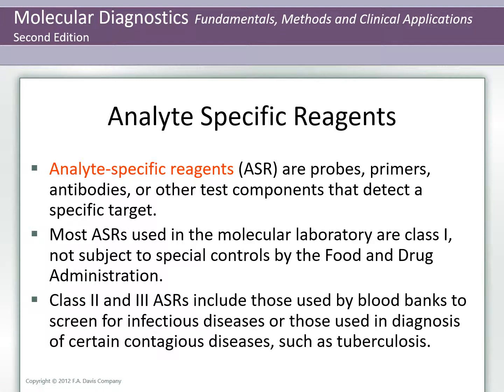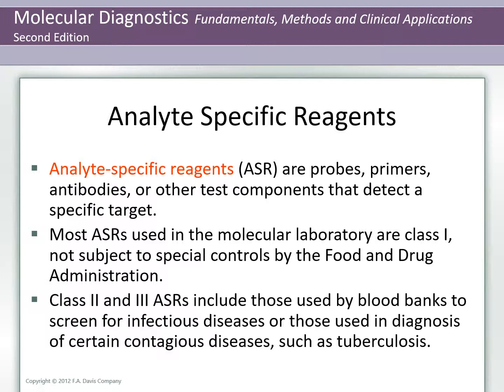Another component of reagents that are specifically involved in molecular testing are analyte-specific reagents, or ASRs. These are probes, primers, antibodies, and other test components that detect a specific target, such as a cell surface protein or DNA mutation. ASRs comprise the active part of home brew tests. They're usually purchased from an outside manufacturer and are classified as 1, 2, or 3. Most ASRs used in the molecular lab are Class 1. Several molecular tests are available as ASRs in infectious disease, tissue typing, and other areas of molecular diagnostics.